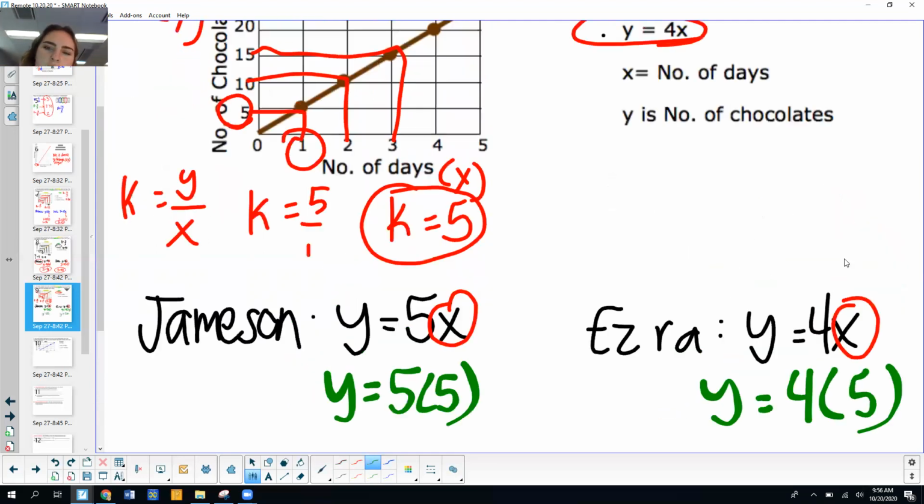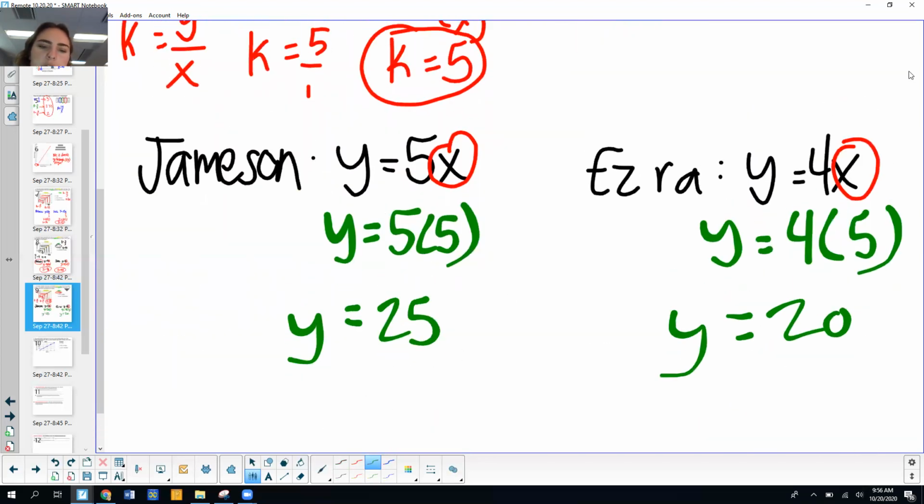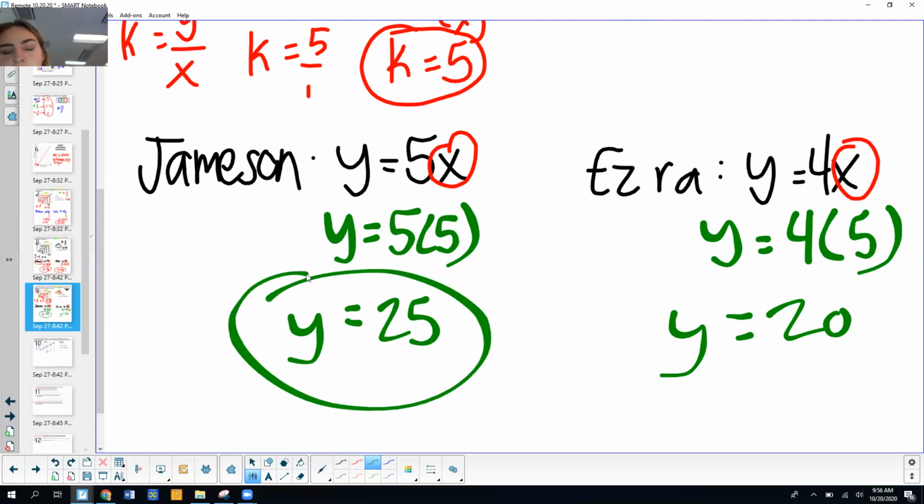So if we remember what y means, y is the number of chocolates. So who eats more chocolates in that number of days? Jameson. And that makes sense because his rate is 5 chocolates in a day, whereas Ezra's is 4 chocolates in a day.